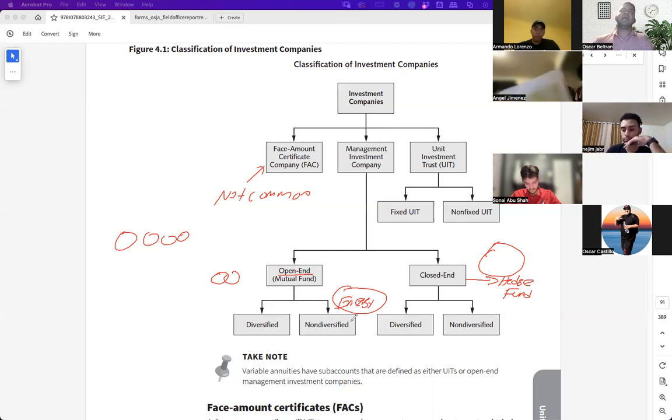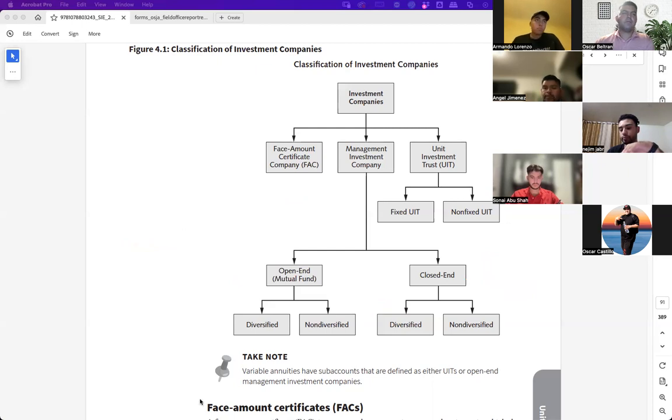And it's very important that you know these three different types of investment companies. They'll quiz you on like, what are some investment companies? You're going to say face amount certificate, managed investment company, unit investment trust, and they're going to throw something out there out of the blue. So you gotta make sure you know the difference between them.